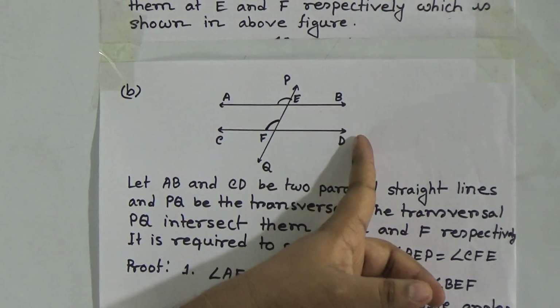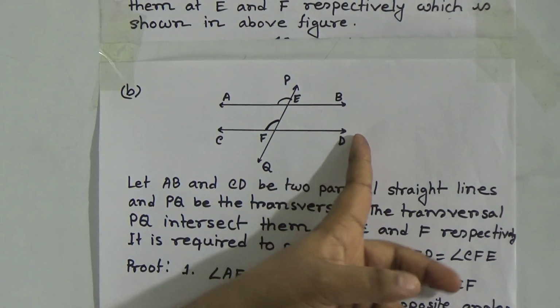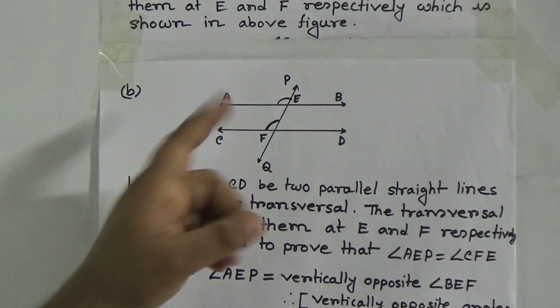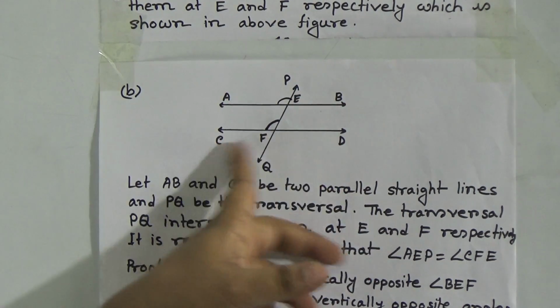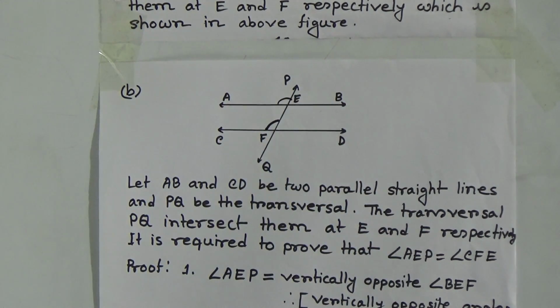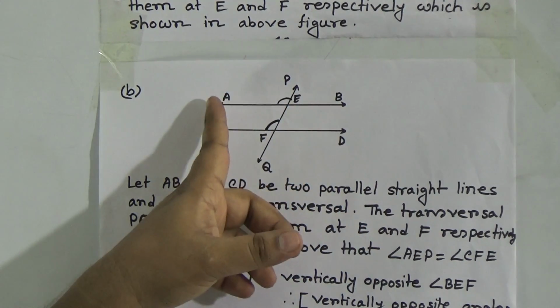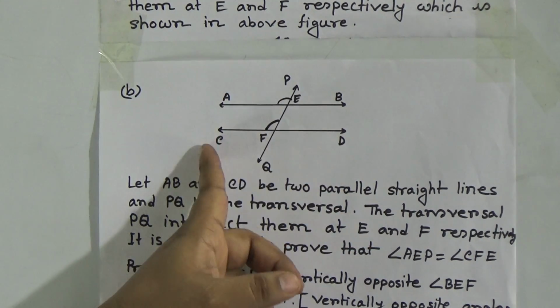I repeat, AB and CD are two parallel lines and PQ is the transversal. This transversal PQ intersects AB at the point E and CD at the point F. It is required to prove that angle AEP equals angle CFE. I repeat, angle AEP equals angle CFE.